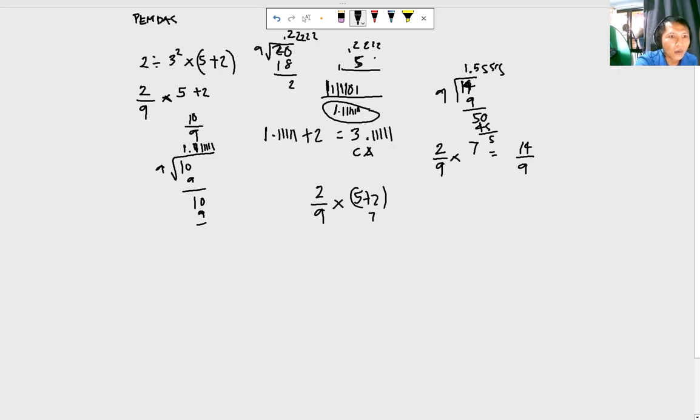Anyway, if I enter this expression directly, I just put a parenthesis. May I use my calculator: 2 divided by 3 squared, then I put a times and then a parenthesis 5 plus 2, right? So I put it like that. Your answer would be 14 all over 9, or changing to decimal, that would be 1.555.